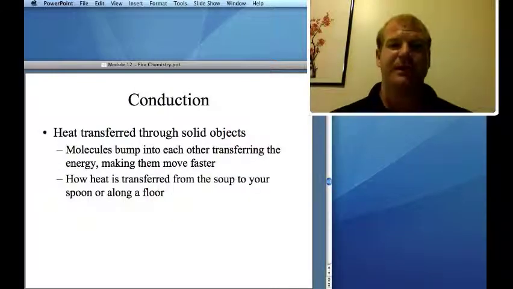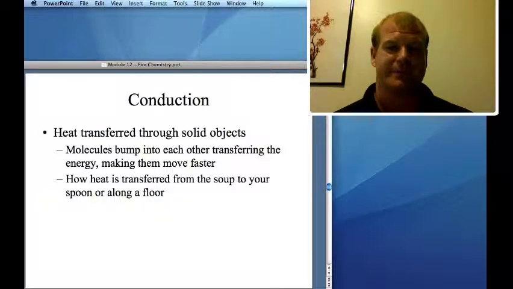Heat can also be transferred by conduction. So this is like taking a metal spoon and putting it into a pot of boiling soup. If you hold on to the spoon, the heat will conduct along the metal spoon. And this causes molecules to vibrate up against each other. Remember, heat is vibration. The molecules vibrate, making them move faster.